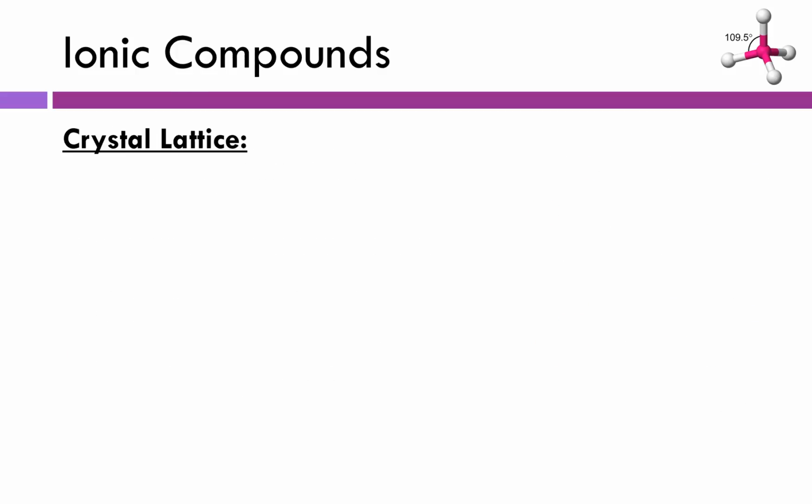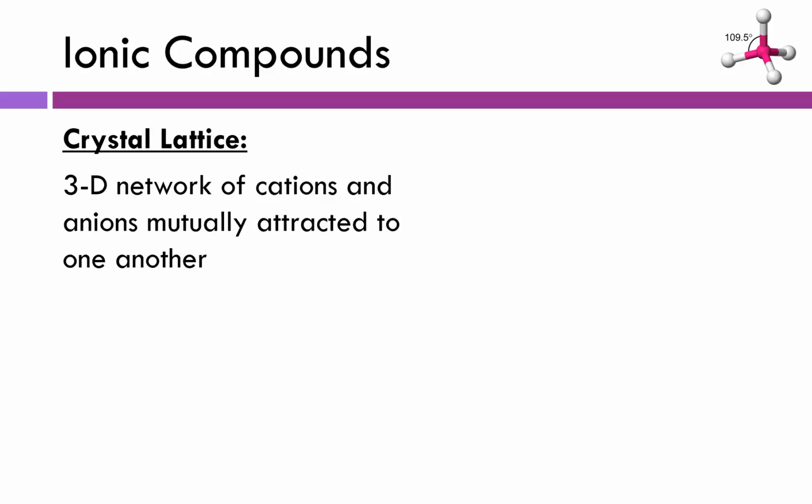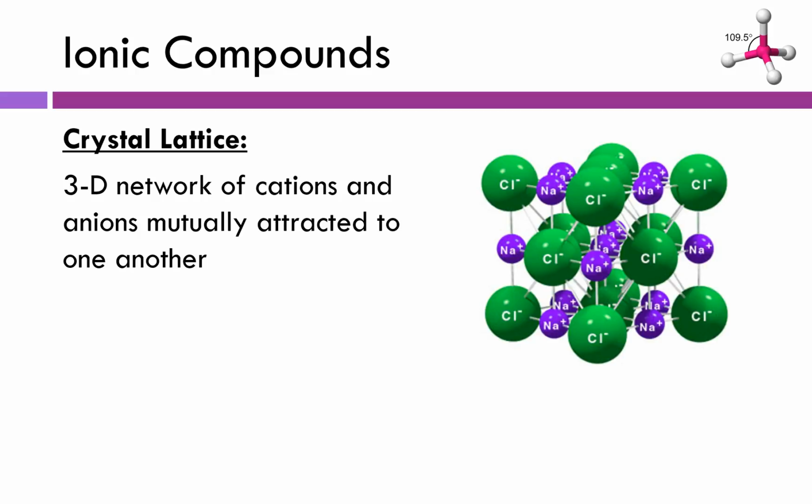Ionic compounds exist as crystal lattices, a term that came up in your reading. A crystal lattice is just a 3-dimensional network of cations and anions mutually attracted to one another. Crystal lattices are extremely organized. Here's a picture representing one. You can see we go chlorine, sodium, so on and so forth. The reason for this organized structure is that it minimizes the repulsive forces between like-charged ions. So this is a really low energy configuration.